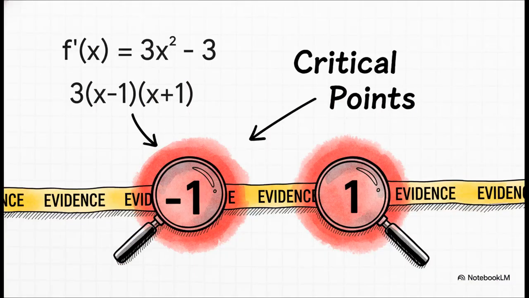Okay, now to find our critical points, we take that derivative and we set it equal to 0. If we factor it out, it becomes 3 times x minus 1 times x plus 1. And that makes it super easy to see that the solutions are x equals positive 1 and negative 1. These two spots, these are our critical points. They are the only places a peak or a valley could possibly be hiding.